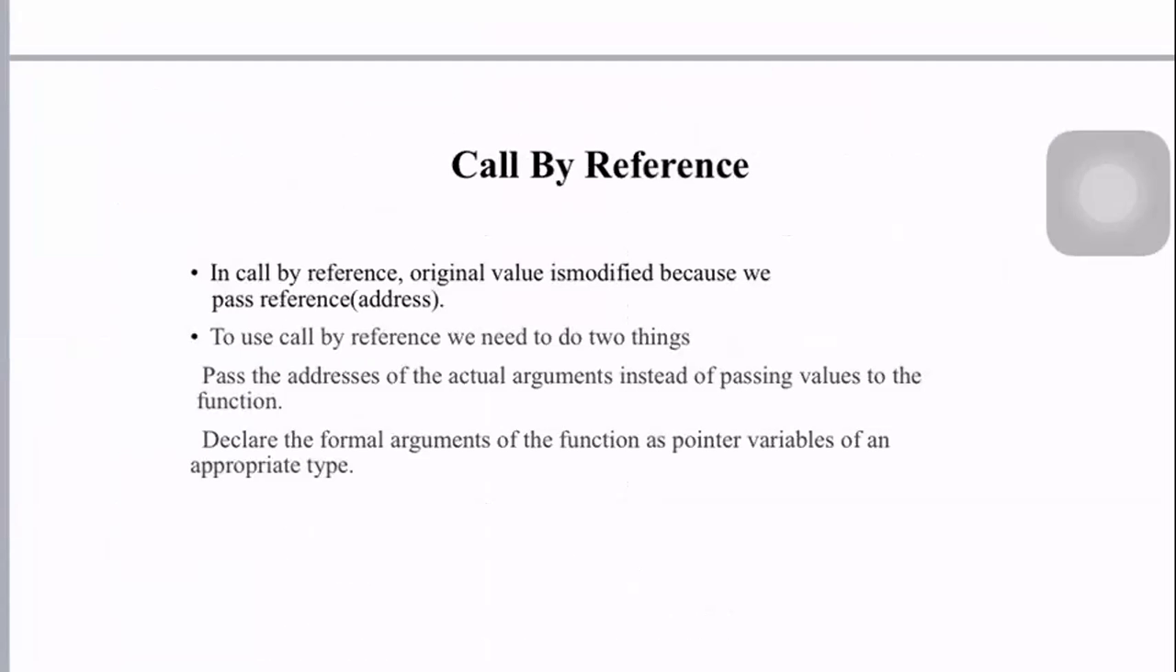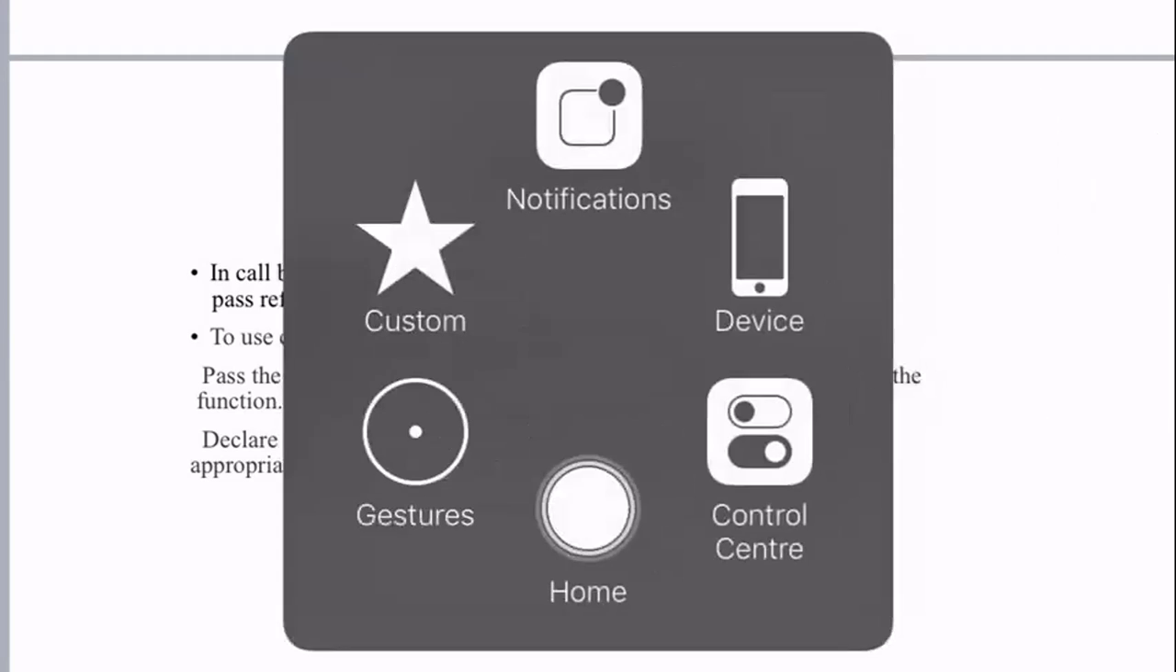Since the address of the actual parameter is also passed in call by reference, the memory allocation is similar for both formal parameters and actual parameters. So in the function, the value will be stored at the address of the actual parameter, and the modified value gets stored at the same address. So now coming to the call by reference example.